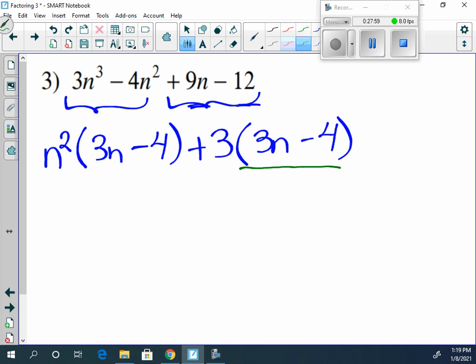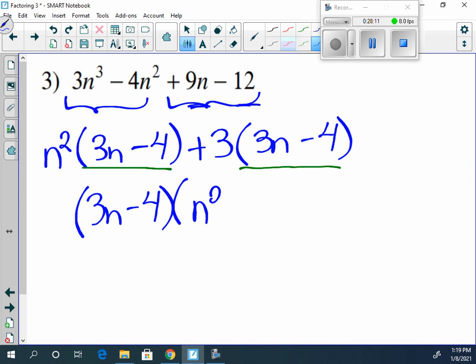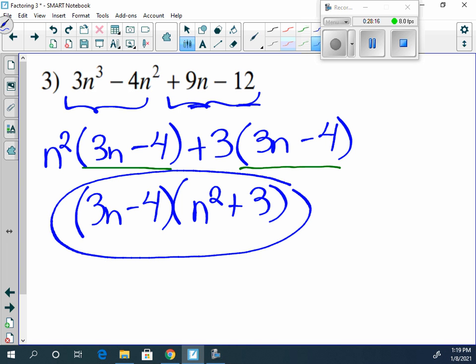Now again, we have 3n minus 4 in common with both, so we can factor that out of both. So we're going to factor out 3n minus 4 out of both of these terms, which leaves us with what? N squared plus 3. And that's all we've got left.